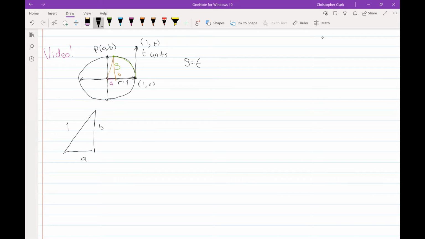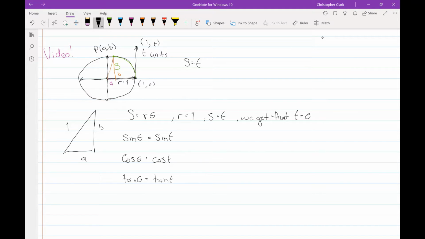We can create all the trigonometric functions, but before we do that, we know that s equals r theta, and we know that r is equal to 1, and s is equal to t, right? The idea is that we've laid this t across the circle, and that gives us an arc length of s. We get that t is equal to theta. So I can write sine theta equals sine t, cosine theta equals cosine t, and tangent theta equals tangent t.